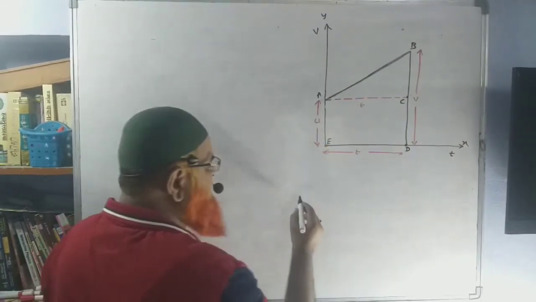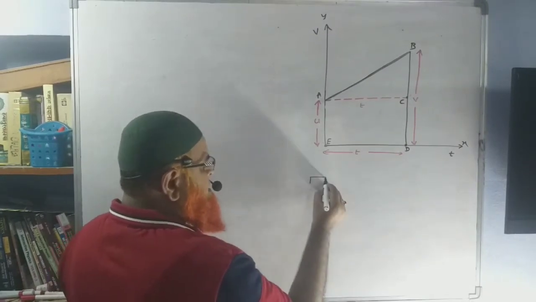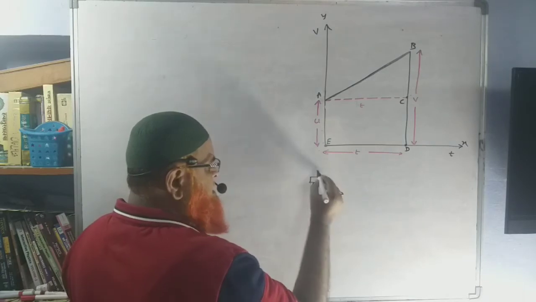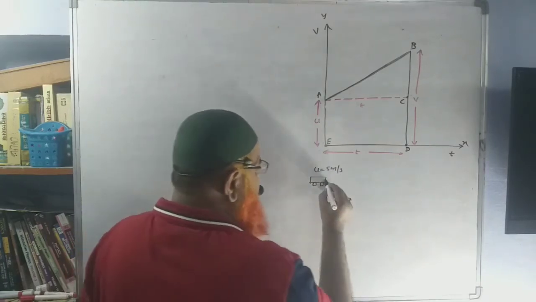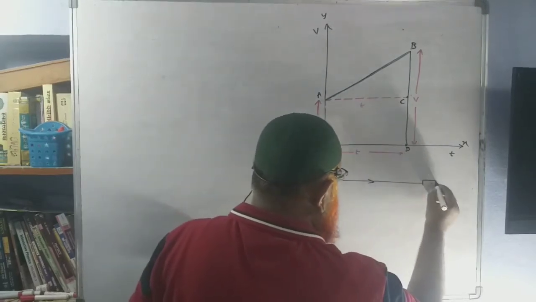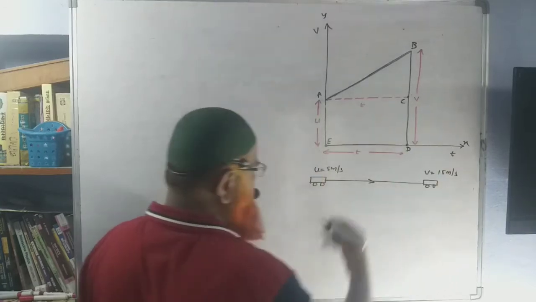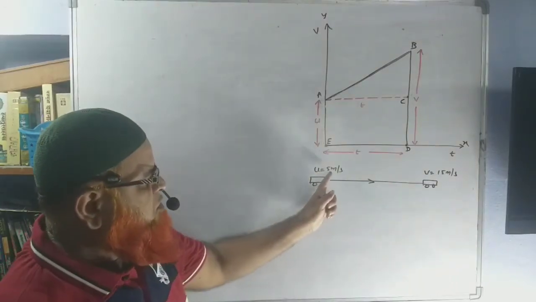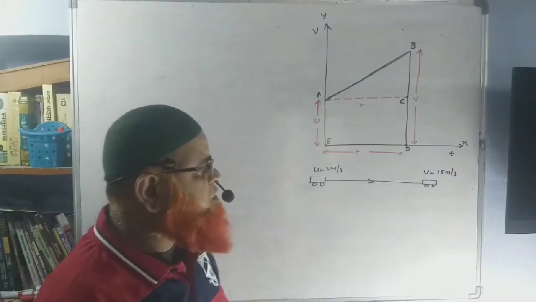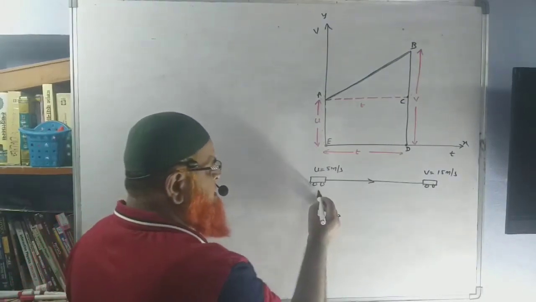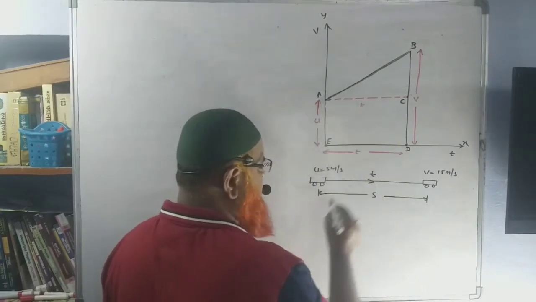So if this is a VT graph, let us take, for example, a car having an initial velocity of 5 meters per second, and it is slowly increasing its velocity, and it has raised its velocity to 15 meters per second, let us imagine. So initial velocity is 5 meters per second. Slowly its velocity is increasing up to 15 meters per second. Then the distance traveled by this car from here to here is s, and time taken is t here.